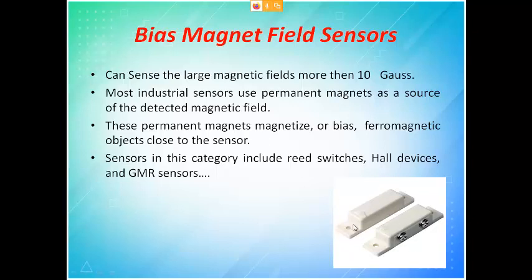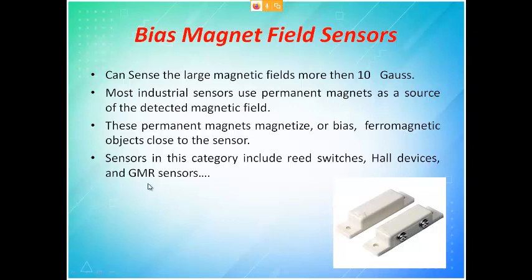Nowadays we use this at home, just for protection, where if someone is opening the door, you will get an alarm, because one part is transmitting a magnetic field and another is receiving it. If the second one is not receiving any magnetic field, then we understand that the door is open. Most industrial sensors use a permanent magnet as a source of detection. So in this method we go for the permanent magnet method. Even this is used in the reed switch. This is called a reed switch.